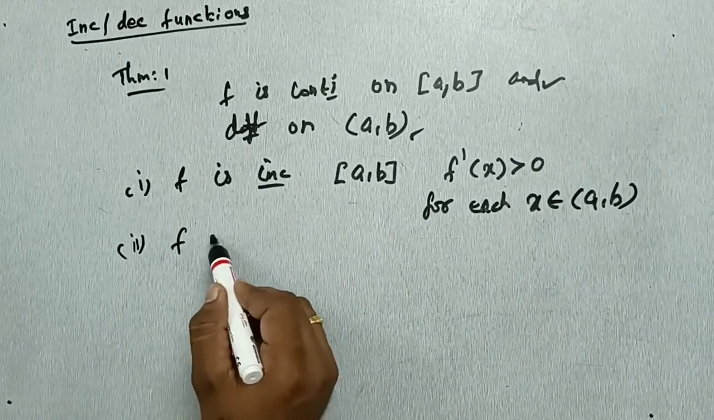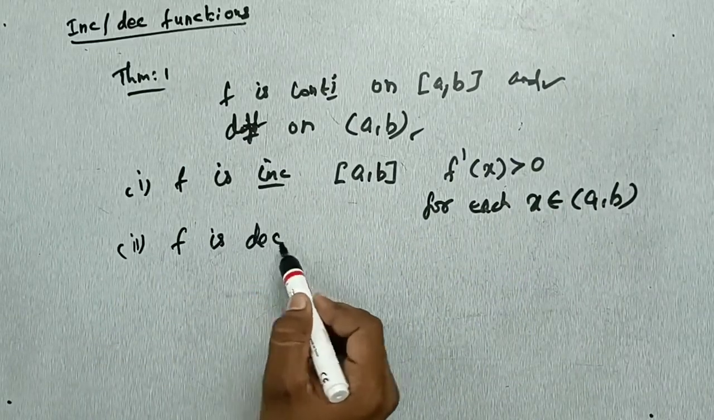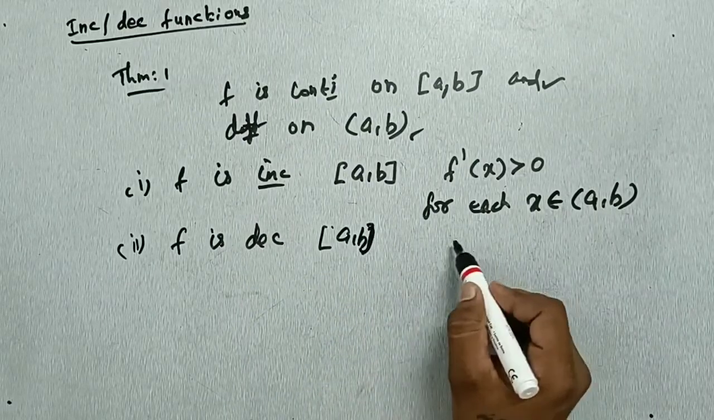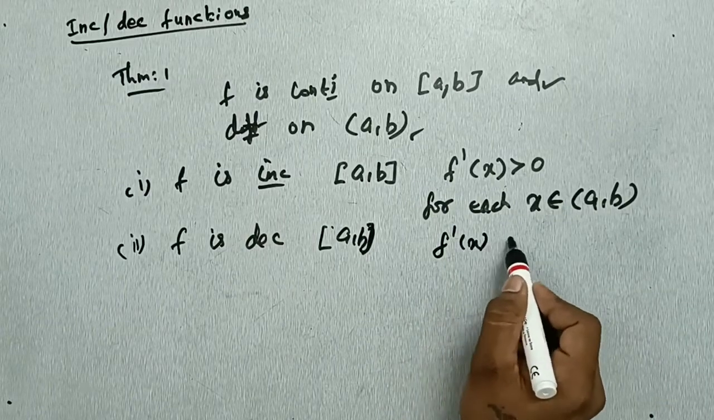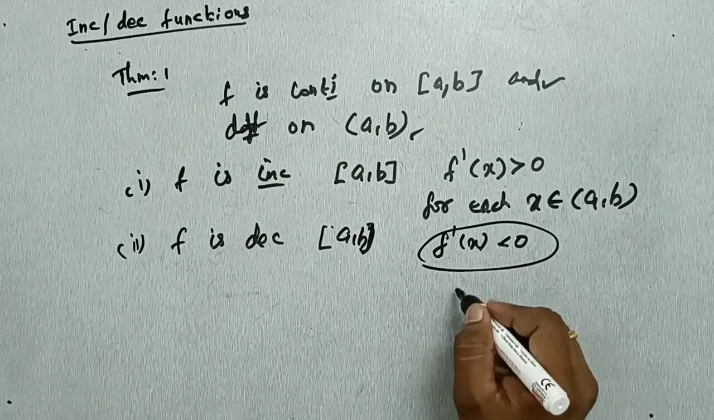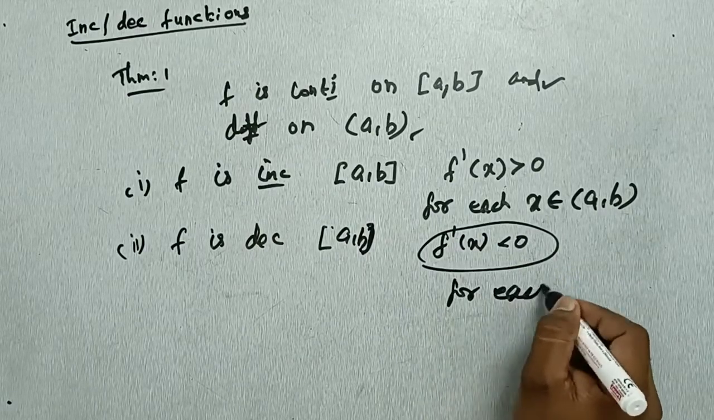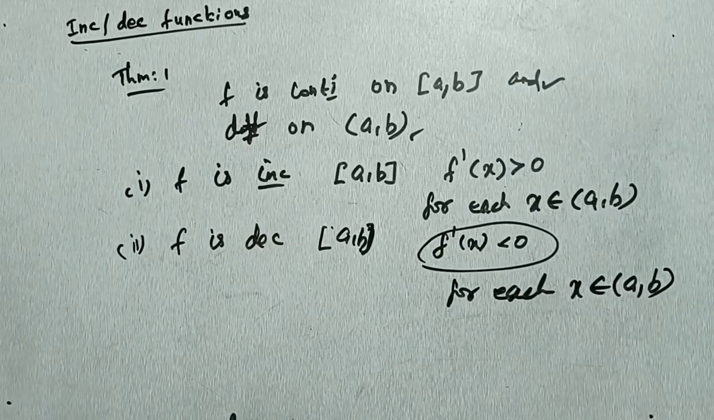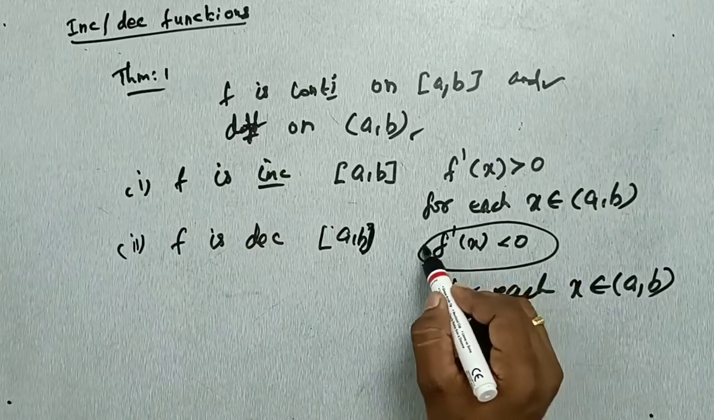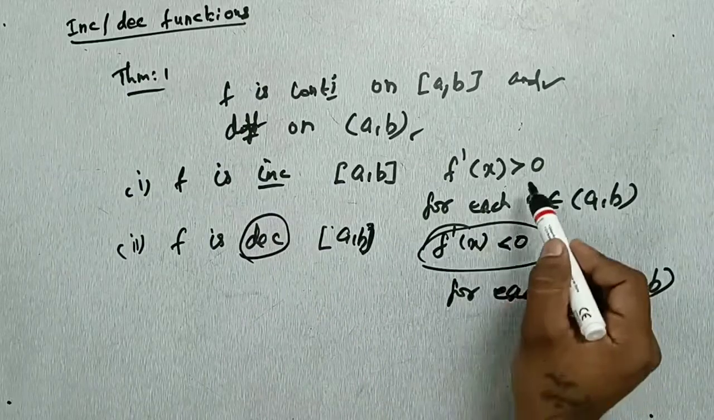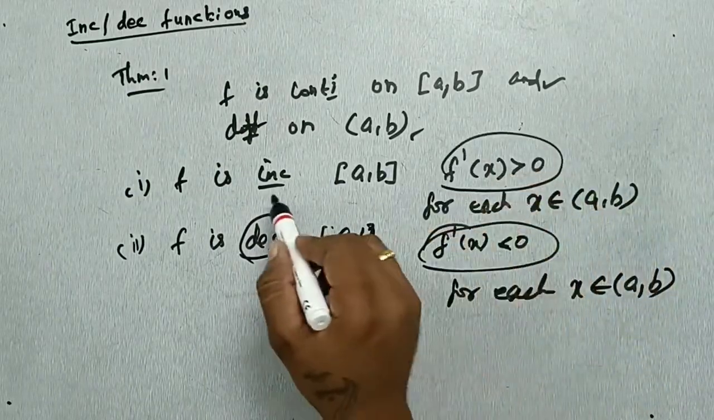Similarly, f is decreasing. When f is decreasing in the closed interval a comma b, it means f dash of x is less than 0. F dash of x must be less than 0 for each x belongs to the open interval a comma b. If you substitute the values a comma b in f dash of x and you get less than 0, that means it is decreasing. If you get greater than 0, that means it is increasing.